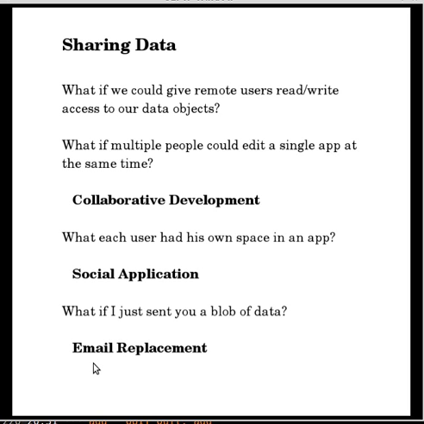Now, if we find a way to communicate back and forth and keep these objects consistent across multiple computers, we could have multiple people working on this same application at the same time, like collaborative development on a Word document, say. If you gave each user their own particular space in an application, that would be a social application like MySpace. Or what if I just sent you a blob of data and said, here, look at this? Well, that would be an email replacement. None of this is requiring new file formats. None of this is requiring anything new on anyone's part. It just happens and it works.